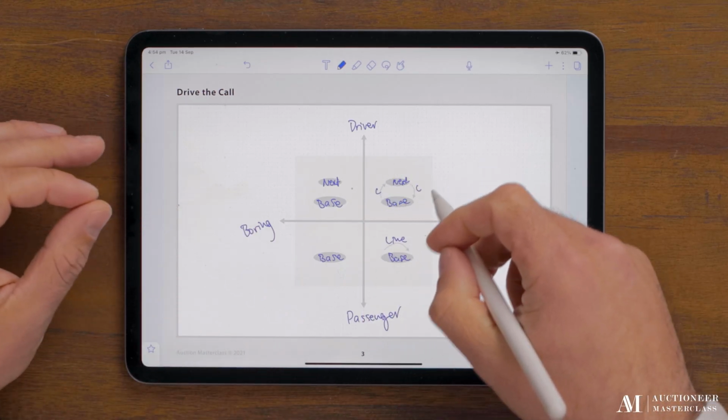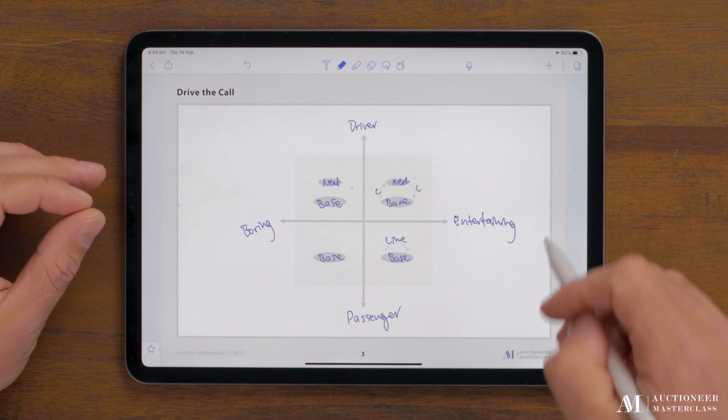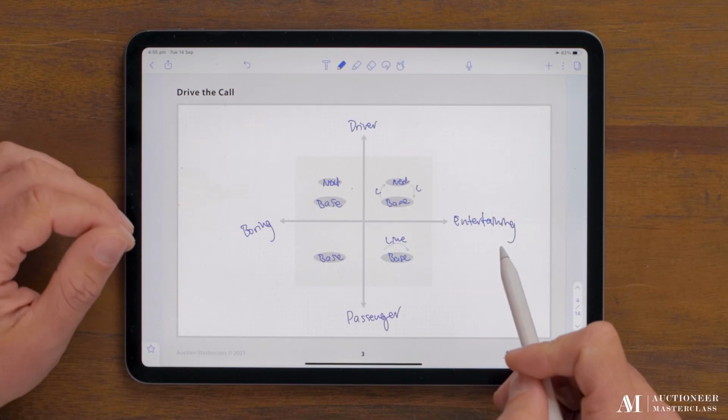Base line, next line, base line, next line. Entertaining with the lines and commentary, and the driver striving for the next bid. In that example I gave you, all the words between the numbers is the line. You can do a few words, a sentence, a few sentences, get creative, go short, extend it. Base, line, and next. Driver and entertaining. That's what we are in Auctioneer Masterclass.